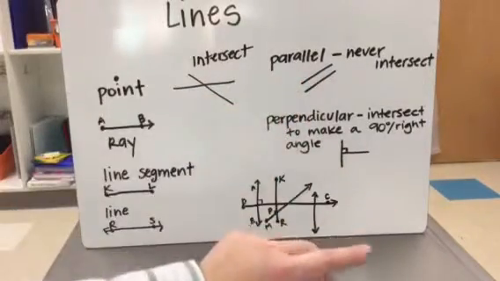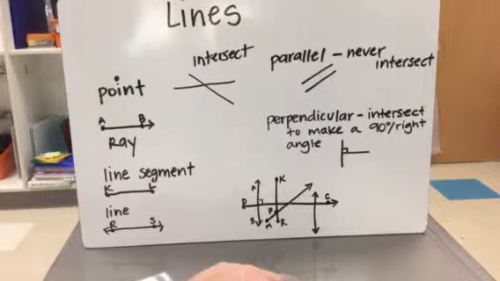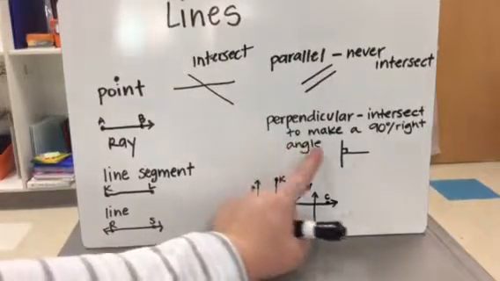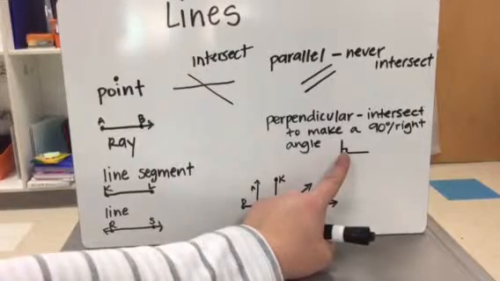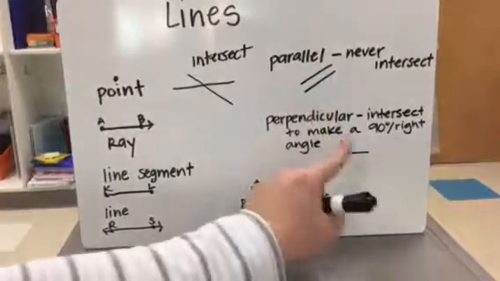This word parallel should not be new to fourth graders. I know they definitely talked about it in third grade when they talked about the attributes of quadrilaterals. Perpendicular might be a new term for them, but they also did focus on what they called square corners or right angles. So this might be a new term for them, but it's not a new idea.